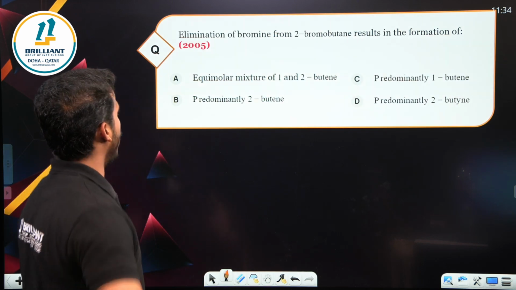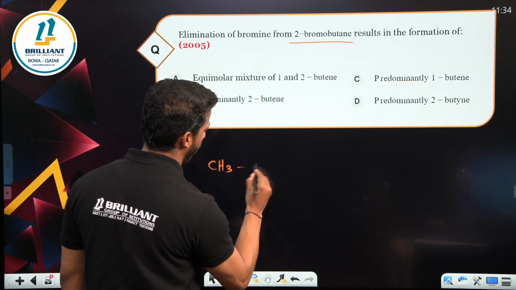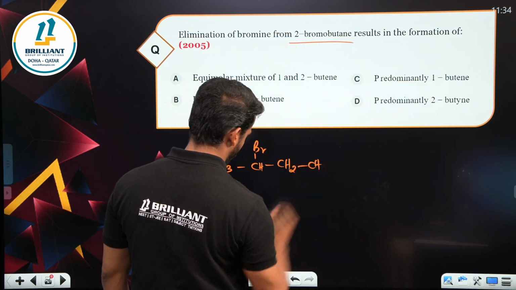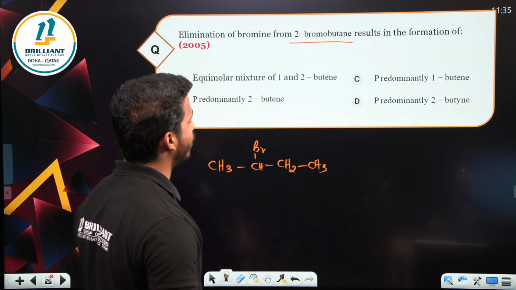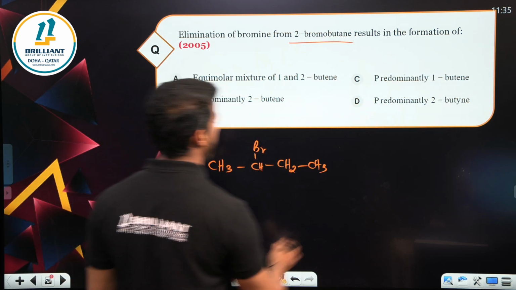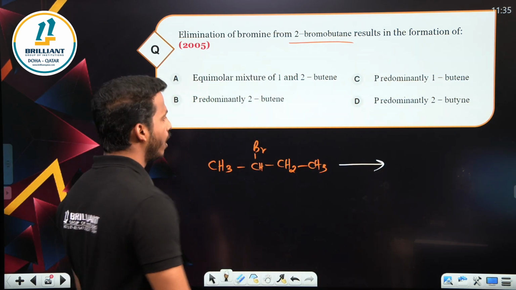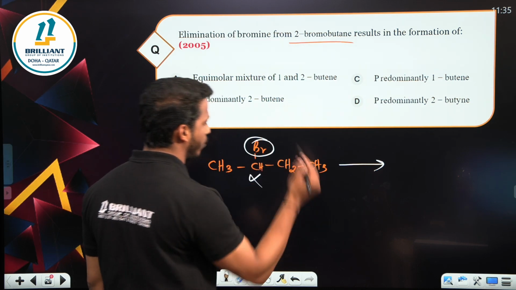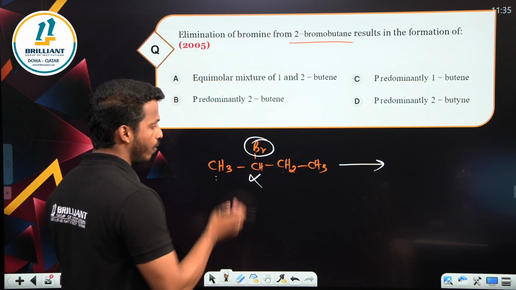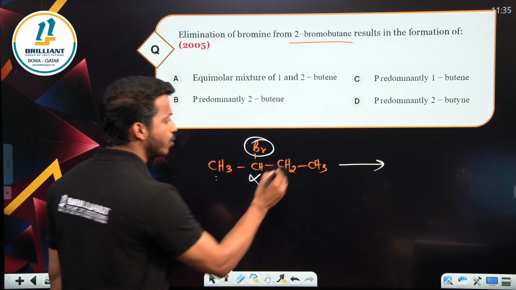You know very well. Now, elimination of bromine from 2-bromobutane. This is the compound 2-bromobutane. When it undergoes an elimination reaction, what is the major product? Beta elimination, right? If you use a strong base like alcoholic KOH, what is beta elimination? Halogen you have to take from alpha, hydrogen you have to take from beta. You have two beta positions. According to the Zaitsev rule, the more substituted alkene should be formed. So it's the major product.